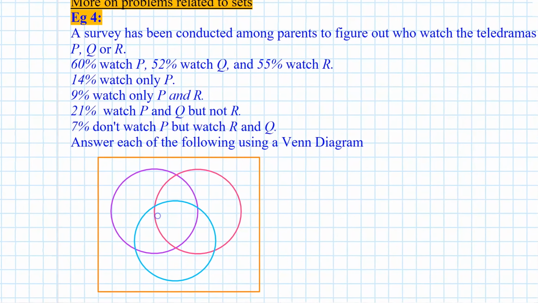Now let me define each of these sets. We are going to have the general form here, because in case you are given just the description like this, simply use the general form. Let's say this is P, this is Q, and this is R.